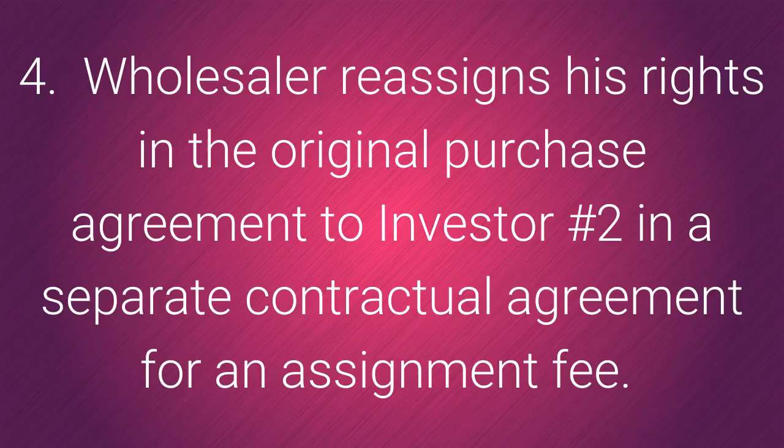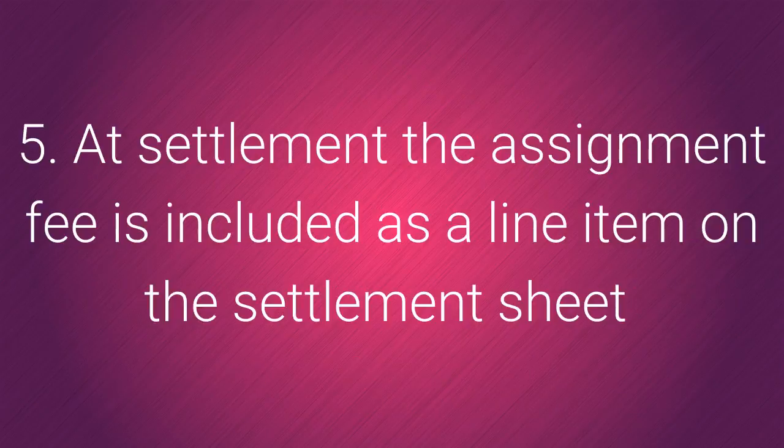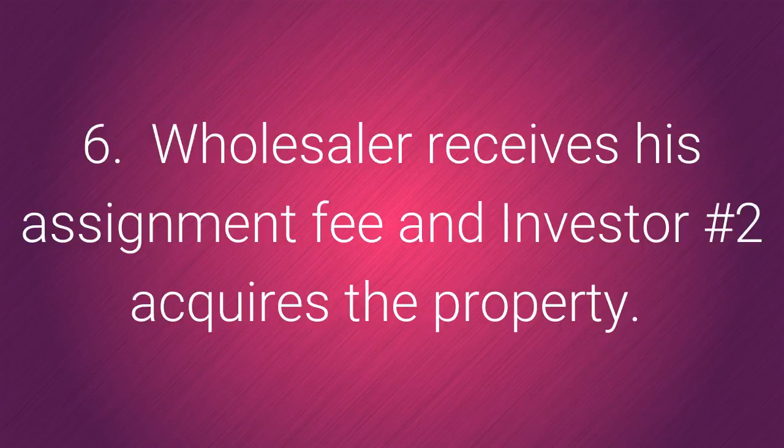Number 4. Wholesaler reassigns his rights in the original purchase agreement to investor number 2 and a separate contractual agreement for an assignment fee. Number 5. At settlement, the assignment fee is included as a line item on the settlement sheet. Step number 6. Wholesaler receives his assignment fee and investor number 2 acquires the property.